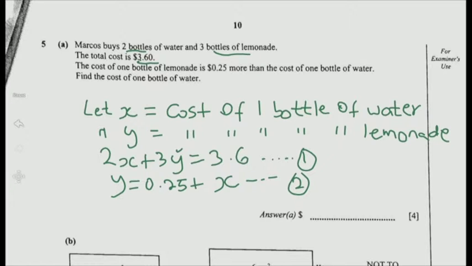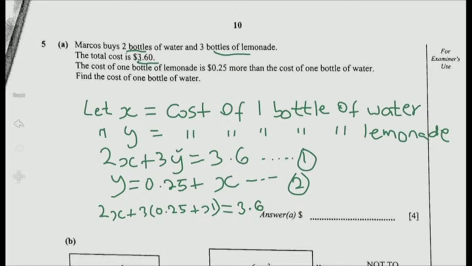So if we do that substitution, we'll get 2x plus 3 times 0.25 plus x equal to 3.6. So that's what we get there. Then removing the brackets and collecting like terms, you can work it out there.